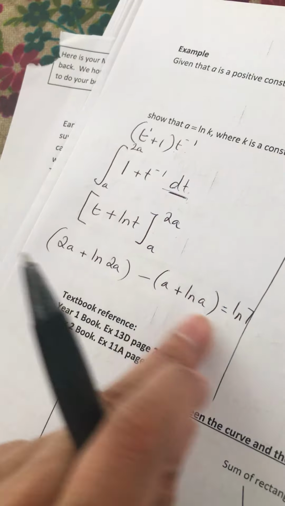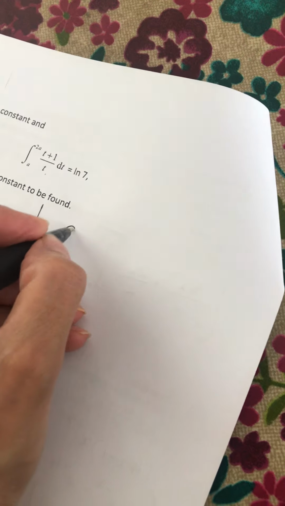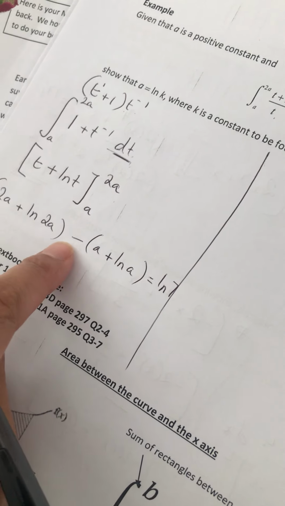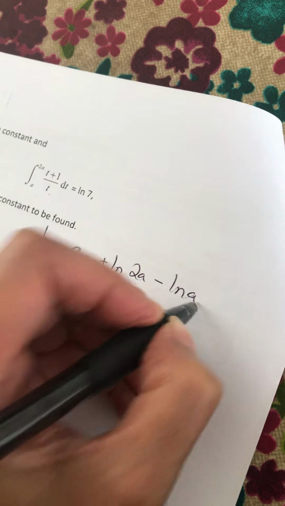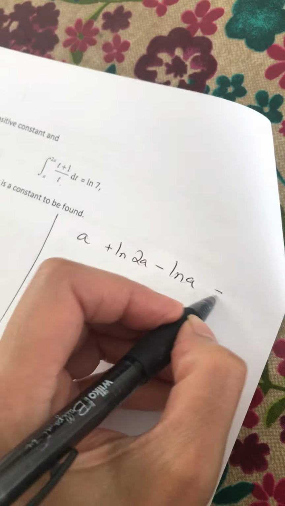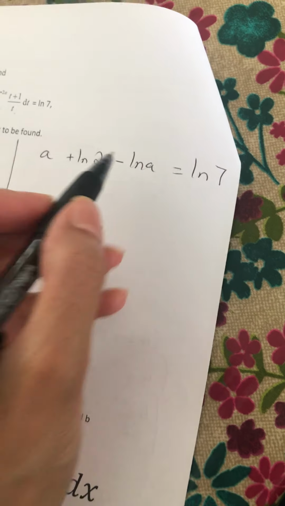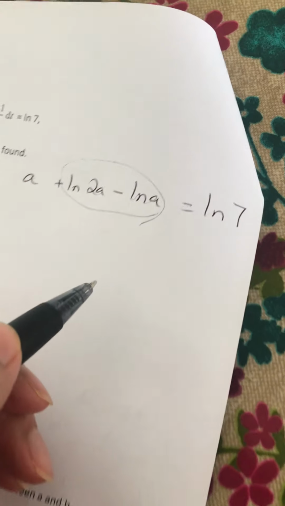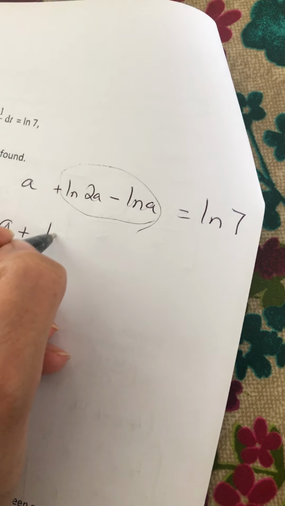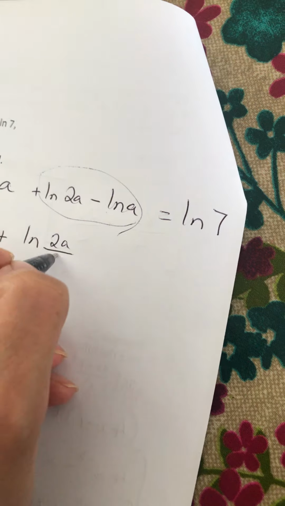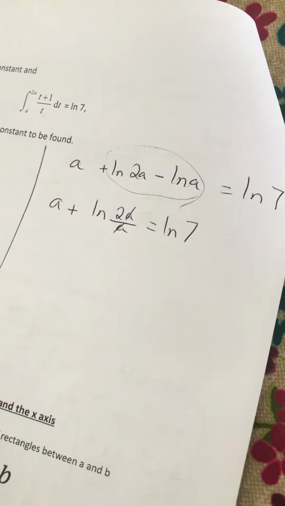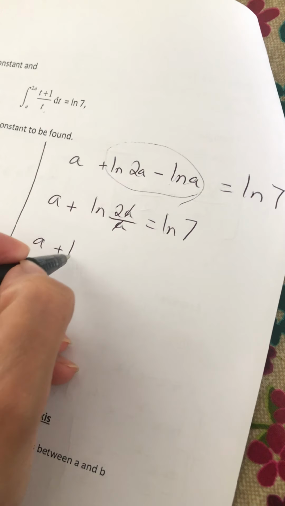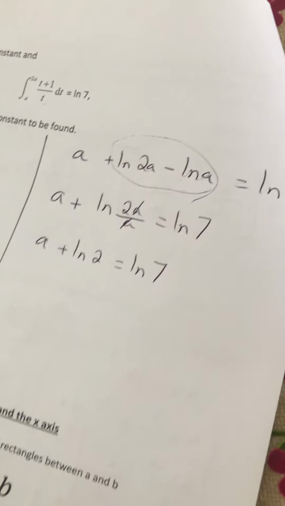Okay. I'm going to tidy up. So I've got 2a minus 1a, so that gives me a, I'll just write that. And I've got log 2a minus log a. So I'm just going to write that, log 2a minus log a, like that. And that has to equal log 7, all right? Now I know from logarithms that when you are subtracting logs, you can combine that into one log. So that becomes log of 2a over a, okay? Still equal to log 7. I can cancel my a's there. So I have got a plus ln 2 is log 7, like that.